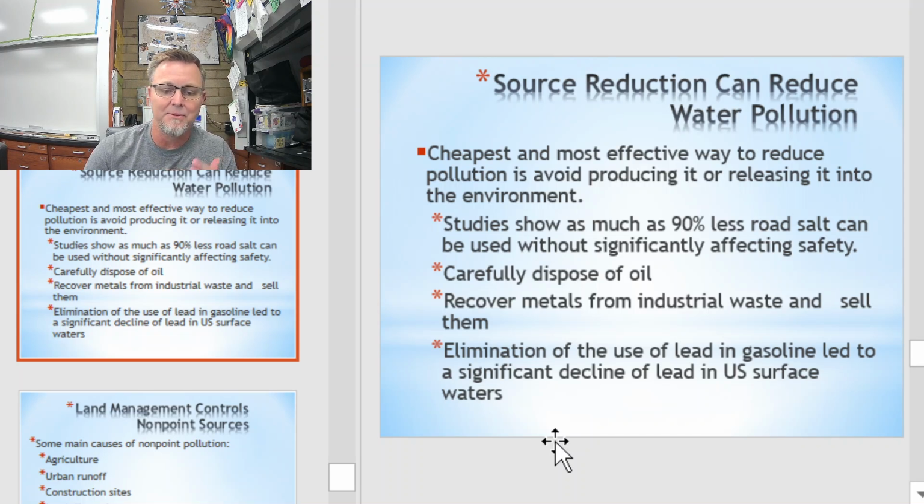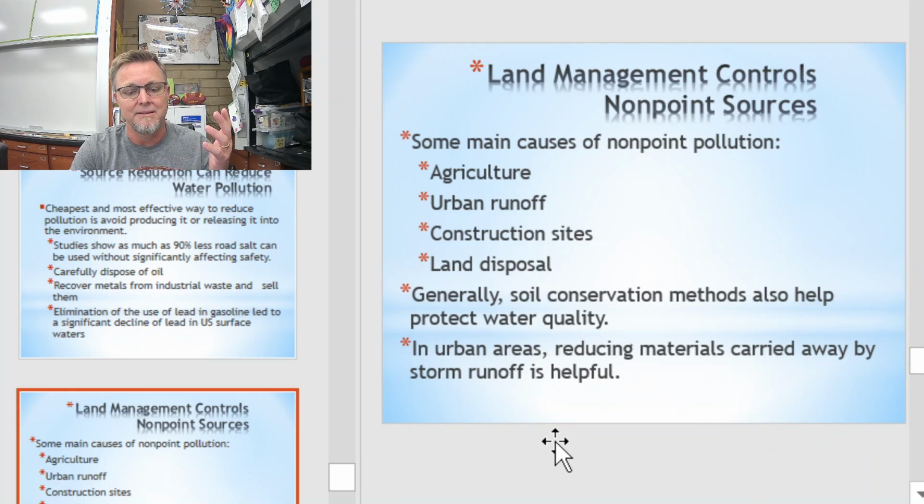It's simple, simple, simple. Studies show that as much as 90% less road salt can be used without significantly affecting safety. We can carefully dispose of oil. We can recover metals from industrial waste and sell them. We can eliminate the use of lead in gasoline. We can even work with agriculture, urban runoff, construction sites, and land disposal to reduce the amount of pollution that ends up in our waterways.